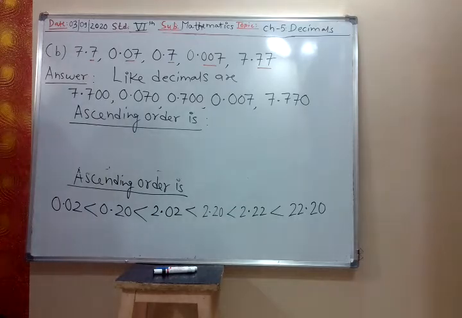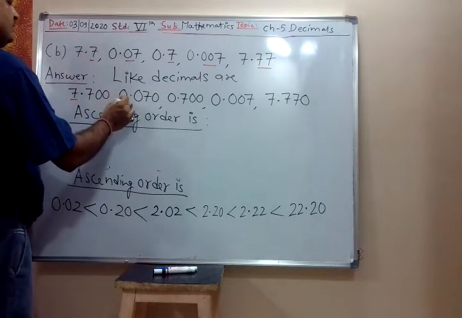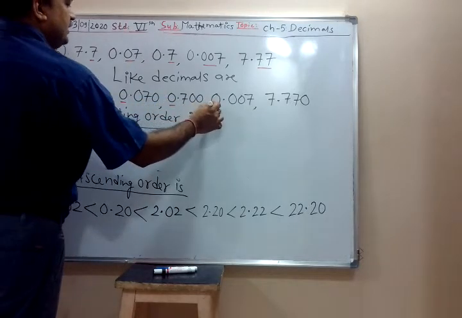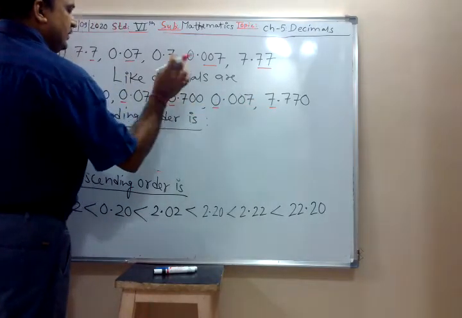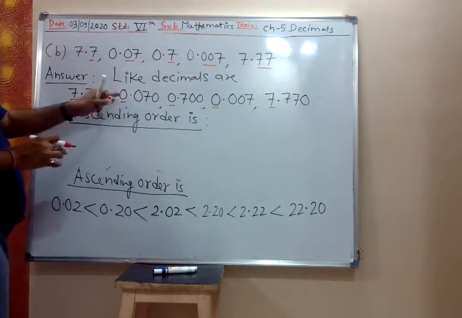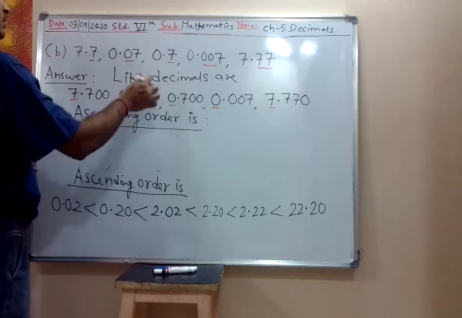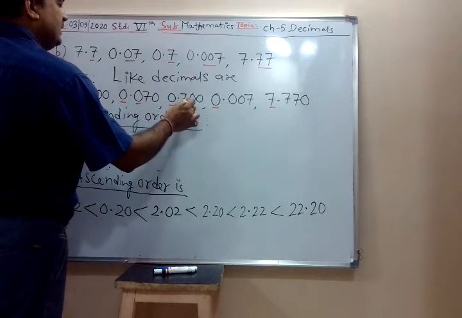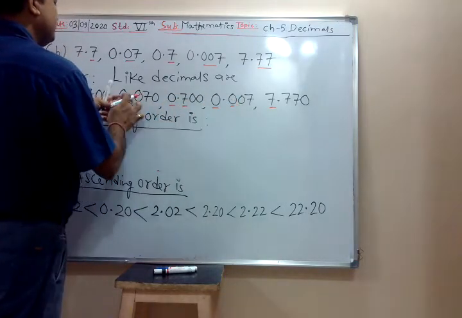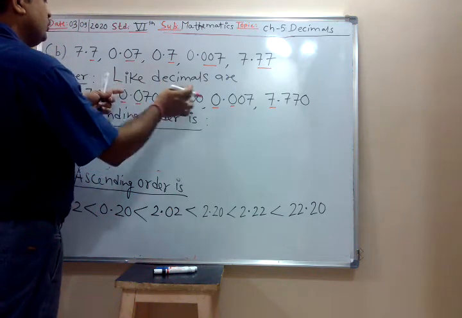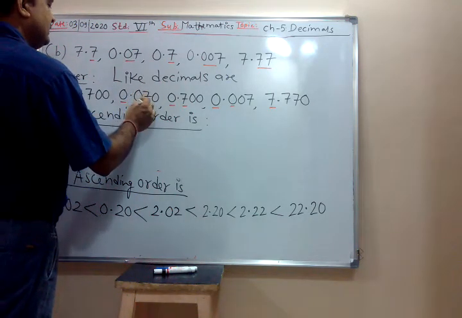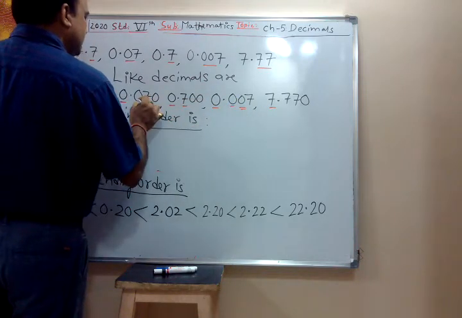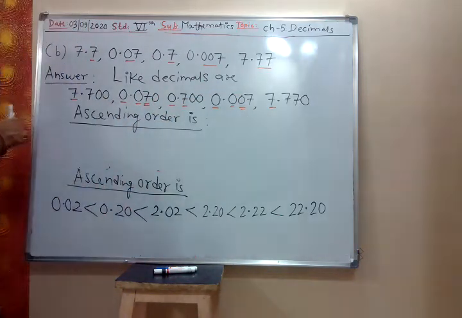Let us start. Let us compare the digits from the left. Before the point it is 7, 0, 0, 0, 7. So which is smallest? 0, 0, 0. These three are smallest. Now among these three, we compare the digit after the point. After the point it is 0, 7, 0. So these two are smallest. Now among these two, we compare the second digit. This is 7 and this is 0. That means this is smallest, 0.007.